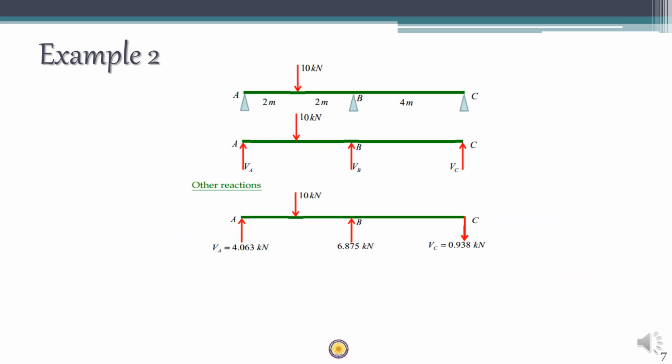Now mark all the reactions. VB was obtained as 6.875. Once VB is obtained, we can calculate the other two reactions by taking moment at A or moment at C. Once all the reactions are obtained, you can calculate the bending moment diagram as well.